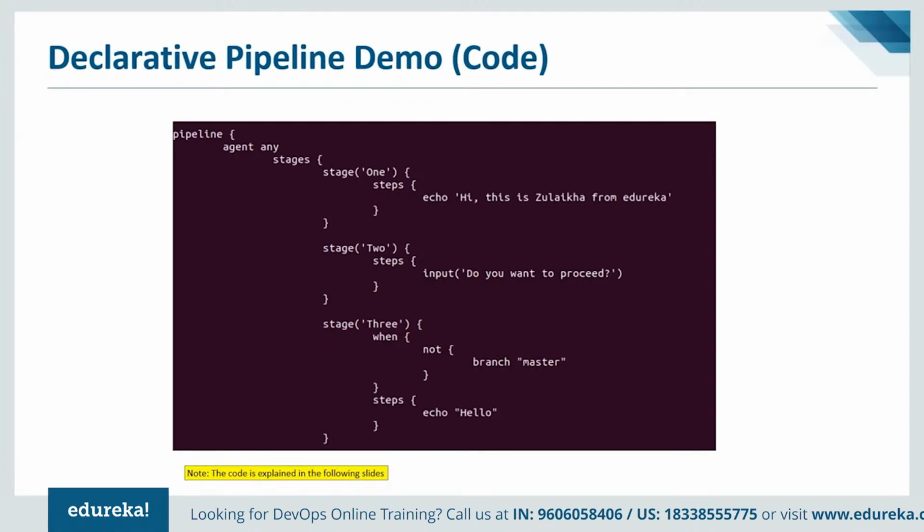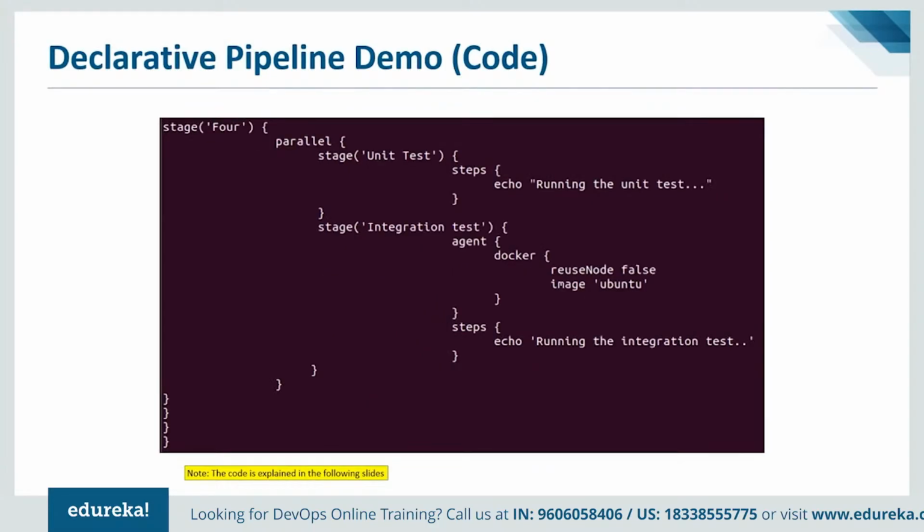Alright. Now let's look at stage number 3. Within stage number 3, I've defined a when directive with a not tag. Whenever the conditions within this when directive are met, the next step, which is echo hello, will get executed. The not tag is executed whenever the nested conditions within the not block are false. So whenever branch master holds false, the next step, which is echo hello, will get executed. Alright. Now guys, let's move on to stage number 4.